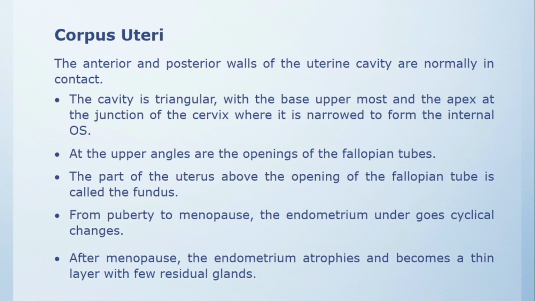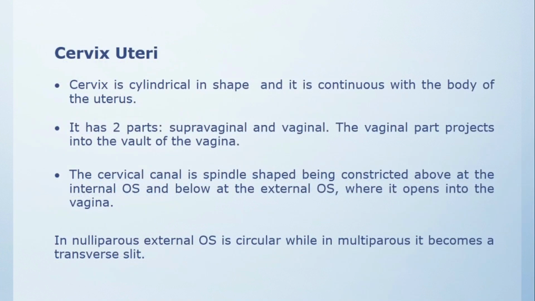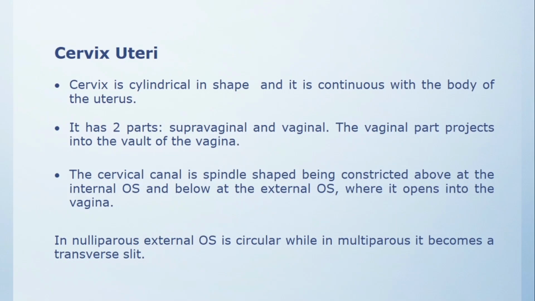That's about corpus uteri. So, what about the cervix uteri, which we refer to as the neck of the uterus? The cervix is cylindrical in shape and is continuous with the body of the uterus. I said it's about 2.5 centimeters long, while the corpus uteri is about 5 centimeters long. The cervix uteri has two parts: the supravaginal part, above the vagina, and then the vaginal part. The vaginal part projects into the vault of the vagina to form the 4 fornices we have described earlier on.